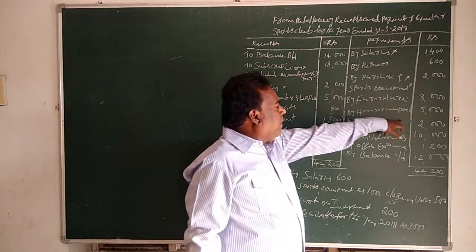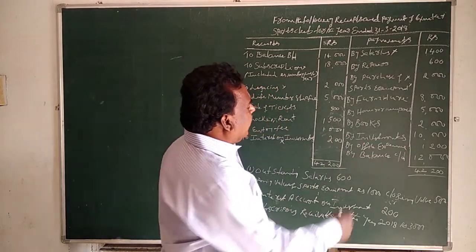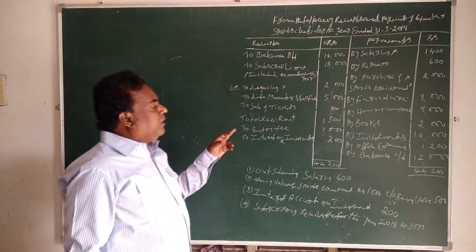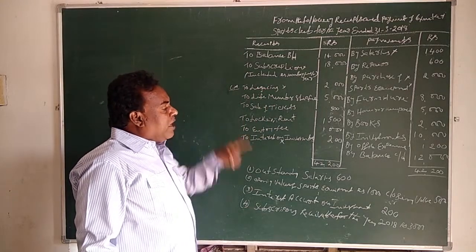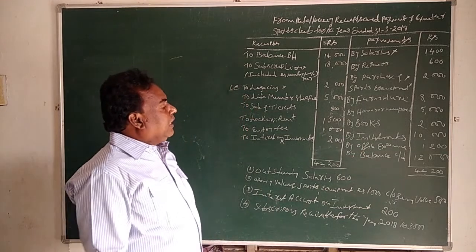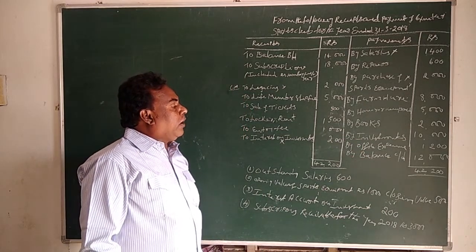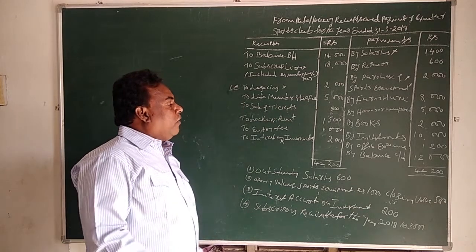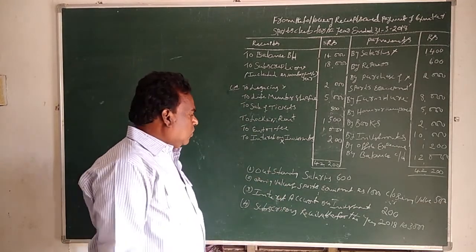Then honorarium paid. Books are also capital expenditure. Not recorded in income and expenditure account. It is recorded on the balance sheet. Similarly, investments are also capital expenditure. Not recorded in income and expenditure account. Investments are recorded in the balance sheet of the non-profit organization.